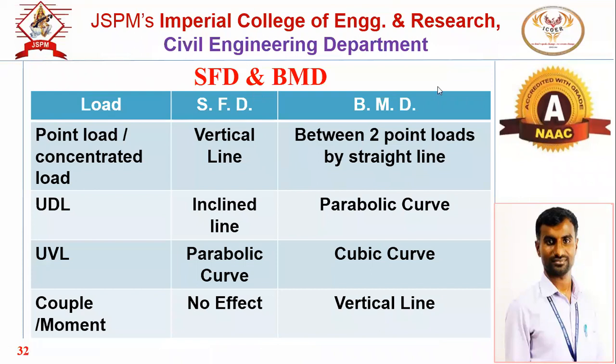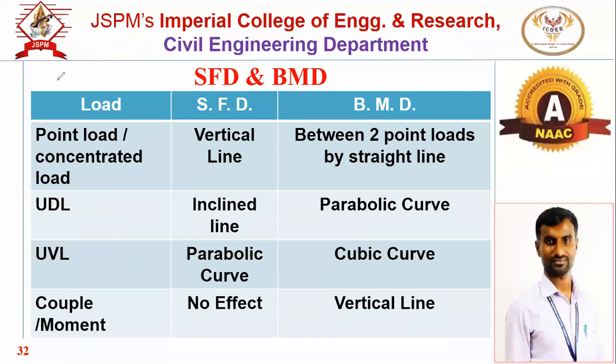General loading acting on a beam may be a point load, also called a concentrated load, or a UDL, uniformly distributed load, or a UVL, uniformly varying load, or a couple or concentrated moment. These are the four different loadings acting on a beam. What is the effect of such loading in SFD and BMD? That effect is tabulated in this particular table.